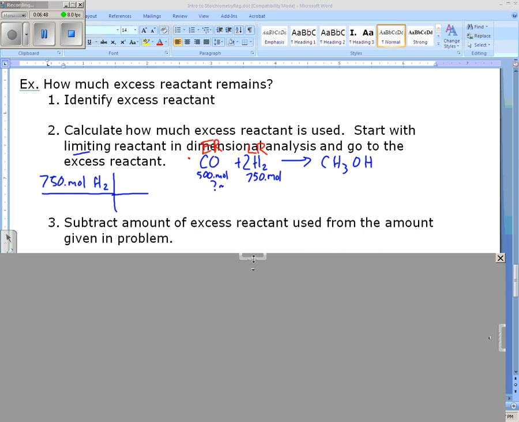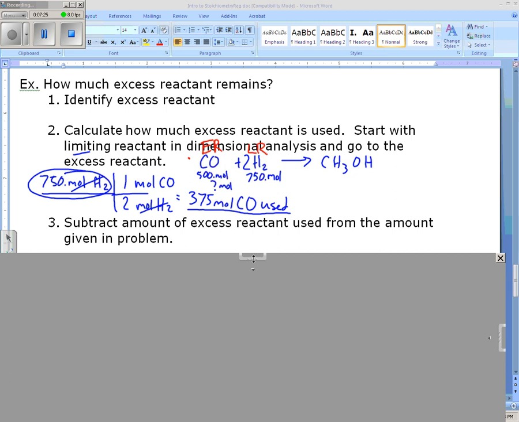So this is what I want to figure out. How much CO I'm going to use up. So can I use mole ratio? Yes. Moles of H2 to moles of CO. Fill it in with the coefficients, 2 and 1. Moles cancel. And so that's 375 moles of CO. And it's helpful to write the word used. So if I use, and I'm going to because H2 is my limiting reactant, if I use all 750 moles of H2, it's going to react with 375 moles of CO.